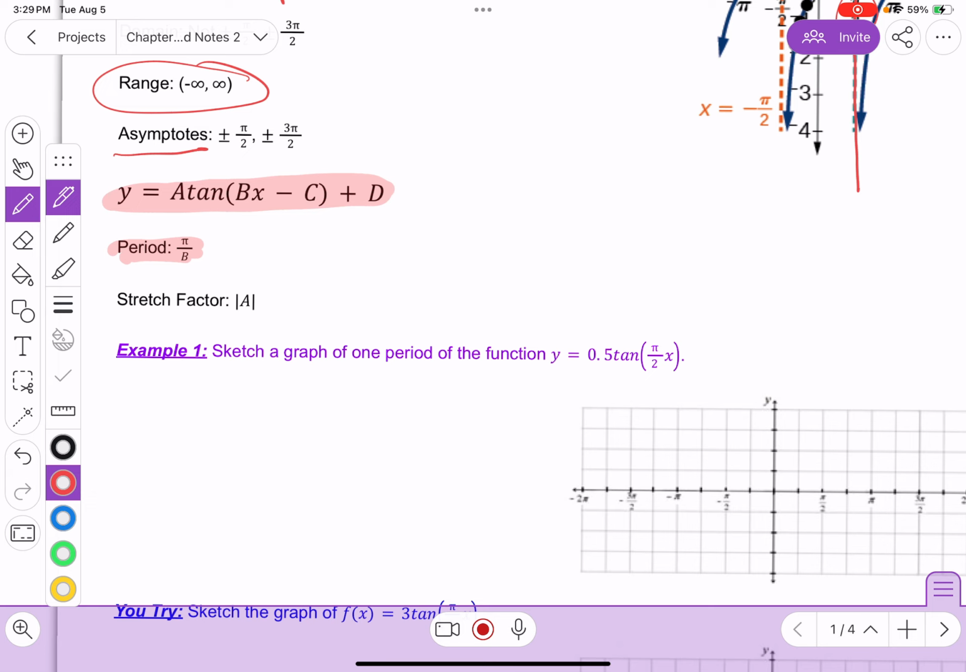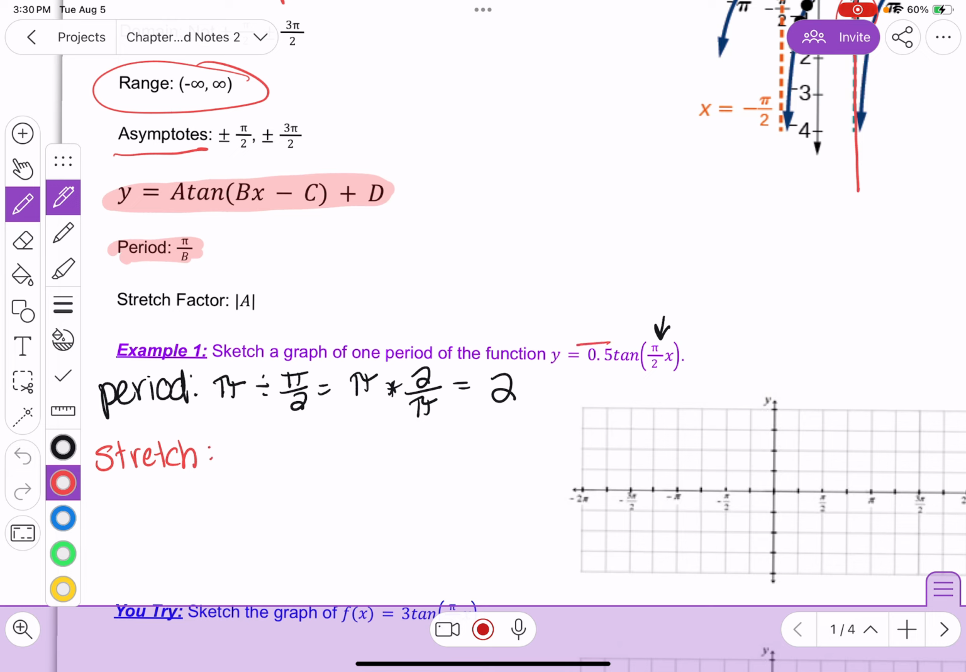When we're sketching a graph, we're going to find the same things. So our period, we take pi and divide it by the number in front of x. So pi divided by pi over 2 would end up being pi times 2 over pi. So that would make our period 2. And then instead of an amplitude, we have a stretch factor. So our stretch is the number in front, which is 0.5. This one doesn't have any shifts.